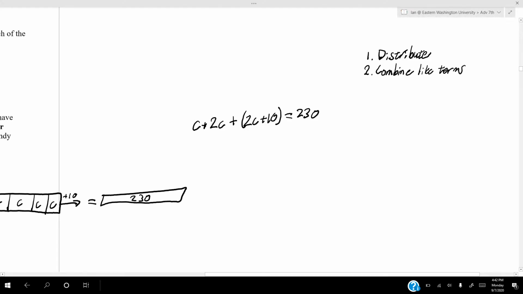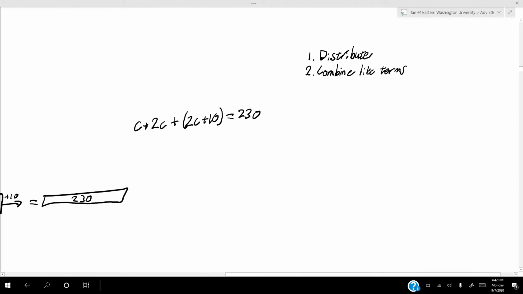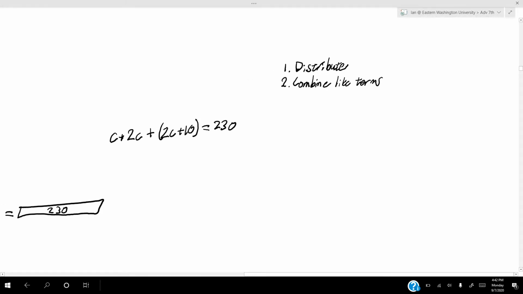What that means is we need to get this into a simplified form, something like ax plus b equals cx plus d. So let's combine our c's on this left side. 1 plus 2 plus 2 is 5. So we have 5c plus 10 is equal to, and we're left with just 230 over here.